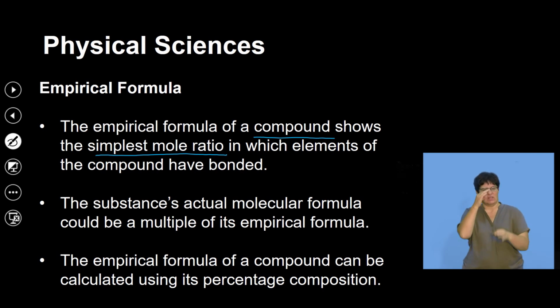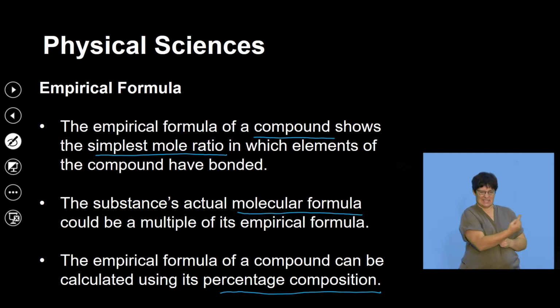Okay, so these substances' actual molecular formula could be multiples of each empirical formula. So if we get the simplest whole mole ratio of each element that is in a compound, if you double it or treble it, it could in some cases give us the actual molecular formula of the substance. So the empirical formula of a compound can be calculated from its percentage composition, right? So percentage composition, something that we know, we're expressing the mass of each element as a percentage of the total mass of the compound, right?